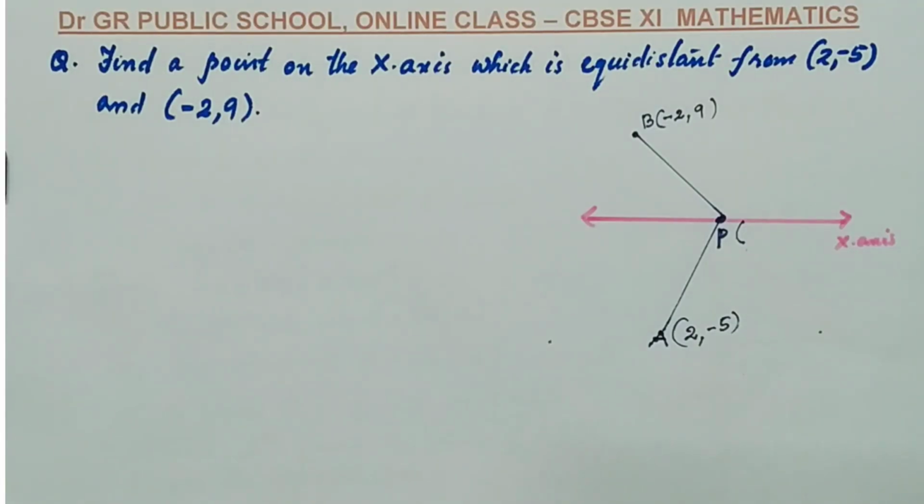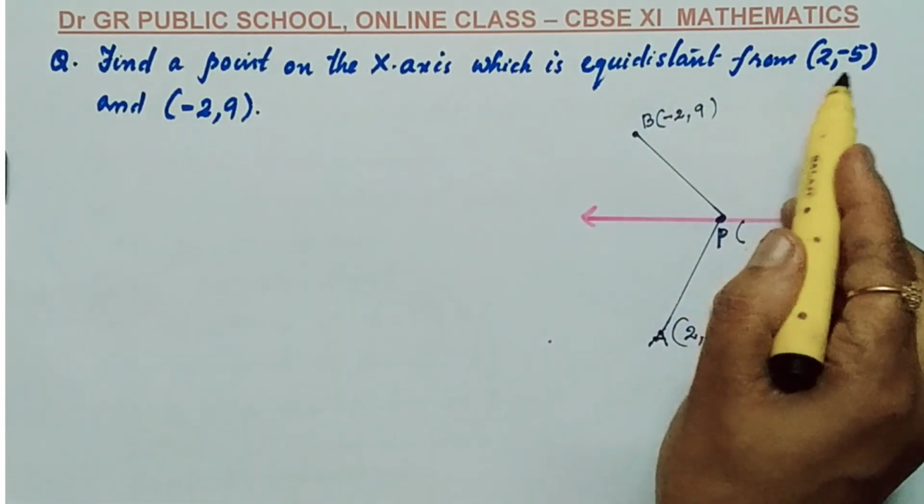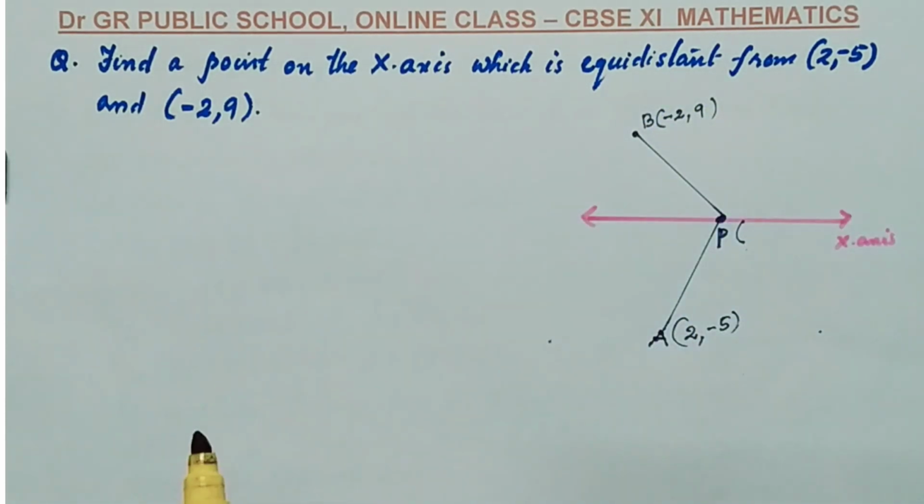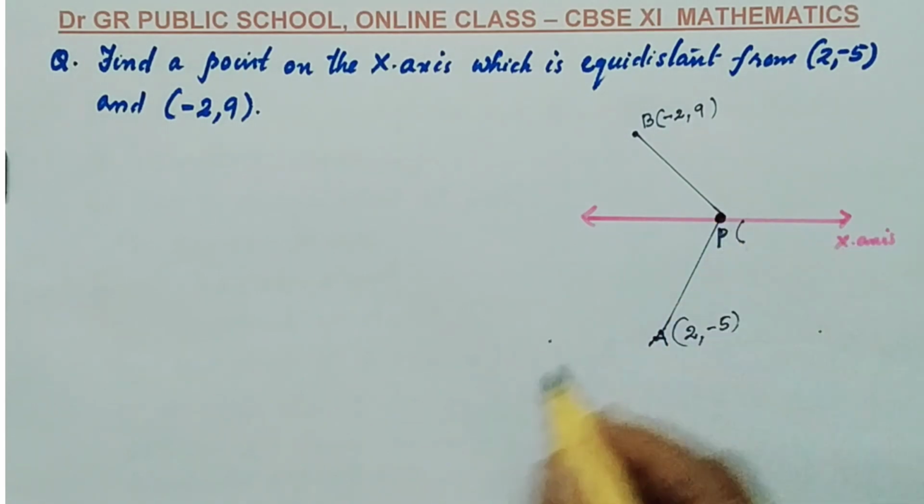Let's come to one more question which you studied in class 10th. Find a point on the x-axis which is equidistant from (2, minus 5) and (minus 2, 9). All these questions as well as all these concepts we need to have for the chapter on straight lines. Find a point on the x-axis. You need to find a point on the x-axis.